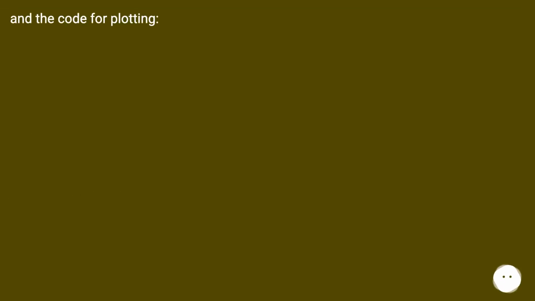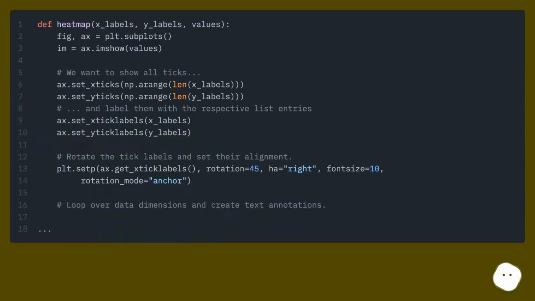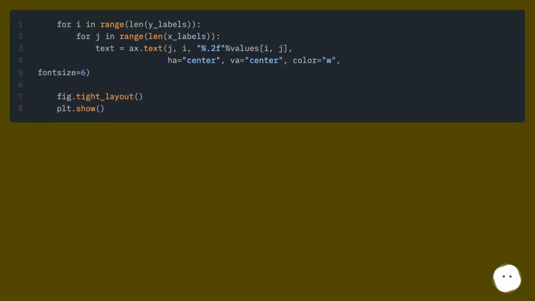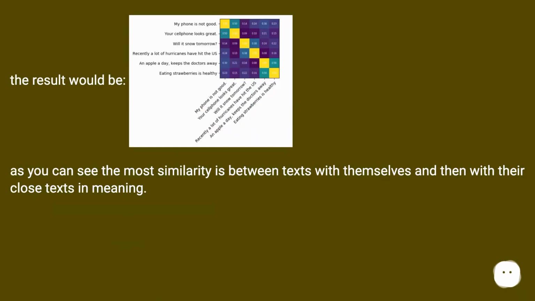And the code for plotting. The result would be, as you can see, the most similarity is between texts with themselves and then with their close texts and meaning.